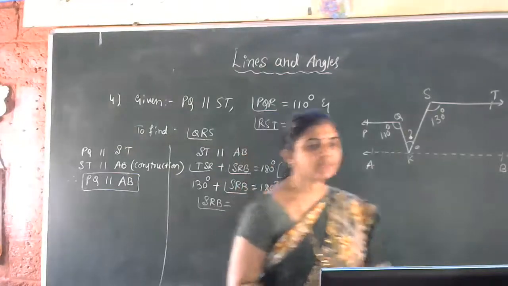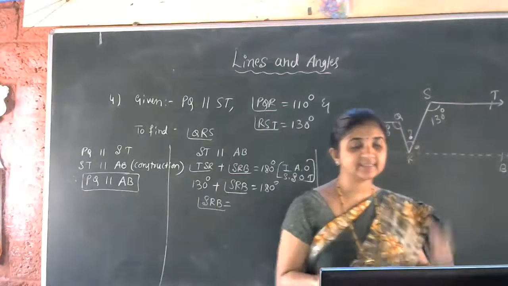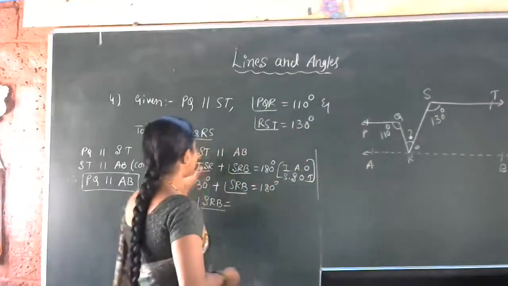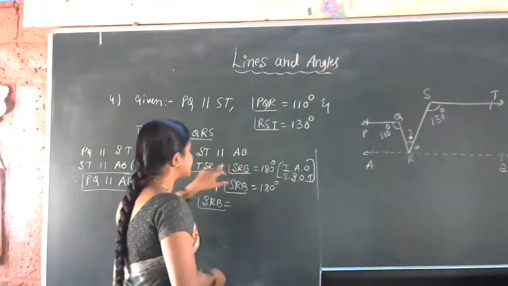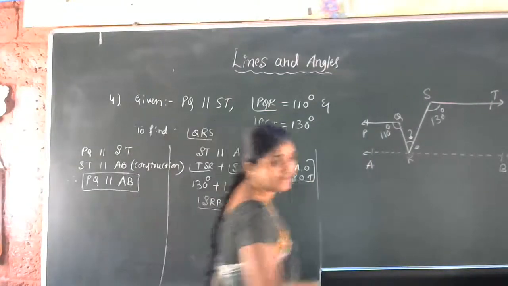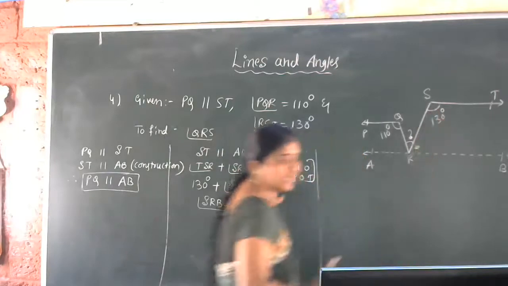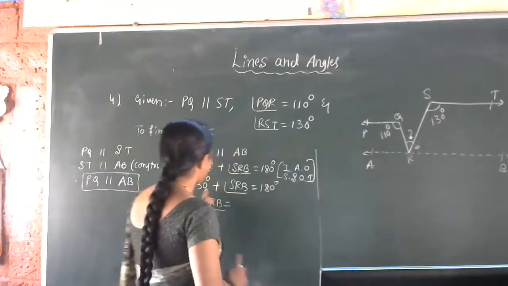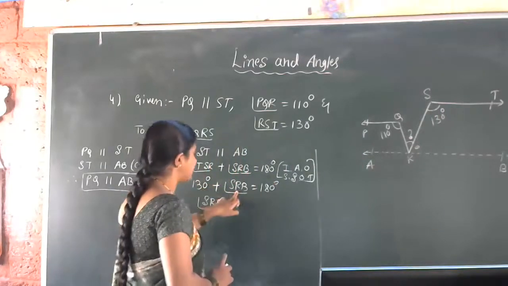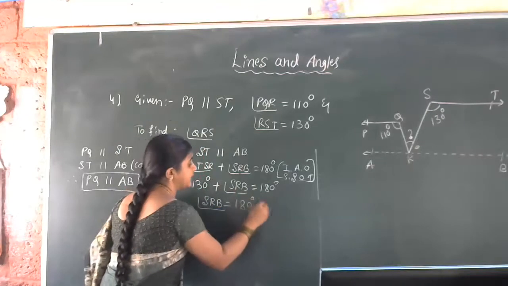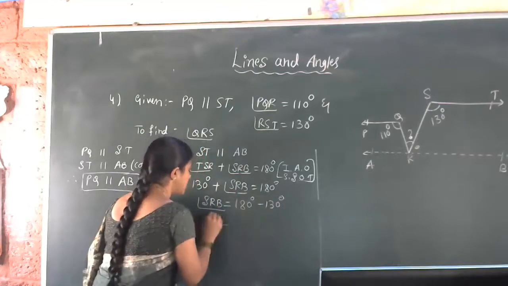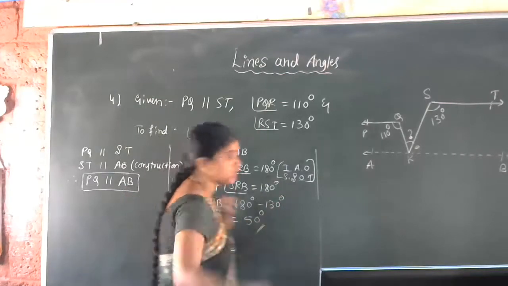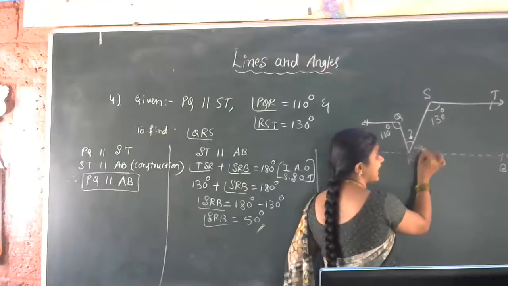See students, in the last video we were discussing the second exercise, fourth problem. In that problem, angle TSR plus angle SRB is equal to 180 degrees. Interior angles on the same side of the transversal sum to 180. Already TSR is 130 degrees, therefore SRB is equal to 180 minus 130, so angle SRB is 50 degrees. We got this one angle, 50 degrees.